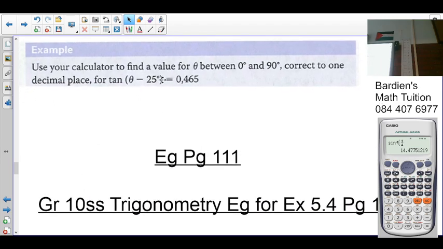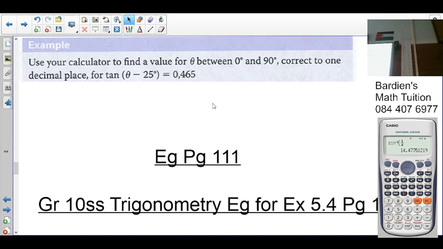This is the next example, which is also on page 111. It says, use your calculator to find the value of theta between 0 and 90, correct to one decimal place, with tan of (theta minus 25) is equal to 0,465. So the first question we're asking ourselves is, is tan on its own? Yes, so tan of the angle.